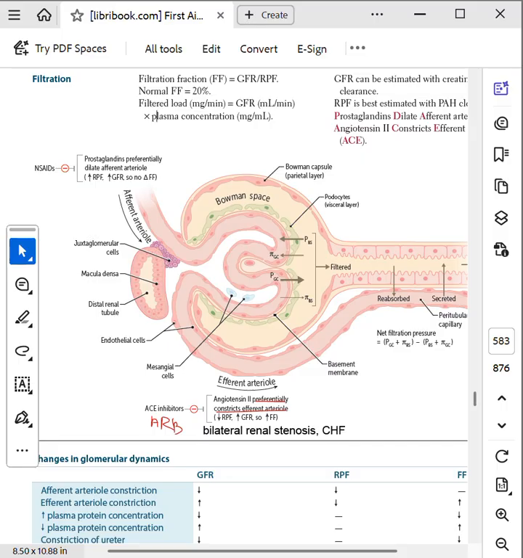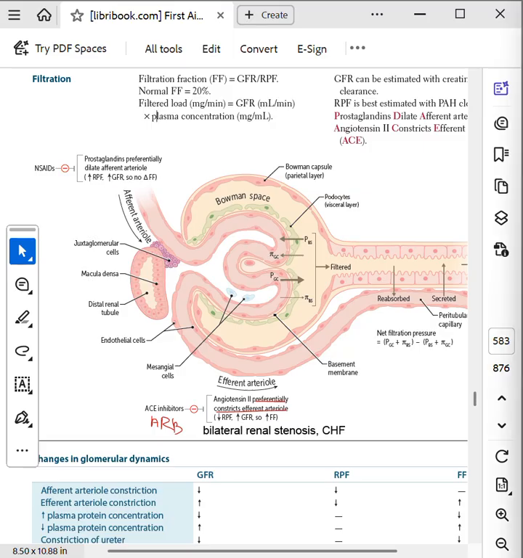Okay, so the NSAIDs basically do this. They dilate the afferent arterioles, and wait a second. The prostaglandins dilate the afferent arteriole and the NSAIDs inhibit this. So the NSAIDs inhibit the dilation of the afferent arteriole, and this is why the NSAIDs can cause tubular injury, because acute tubular injury can be caused by taking NSAIDs in cases when the dilation is helpful, right? So this is something that we should know.